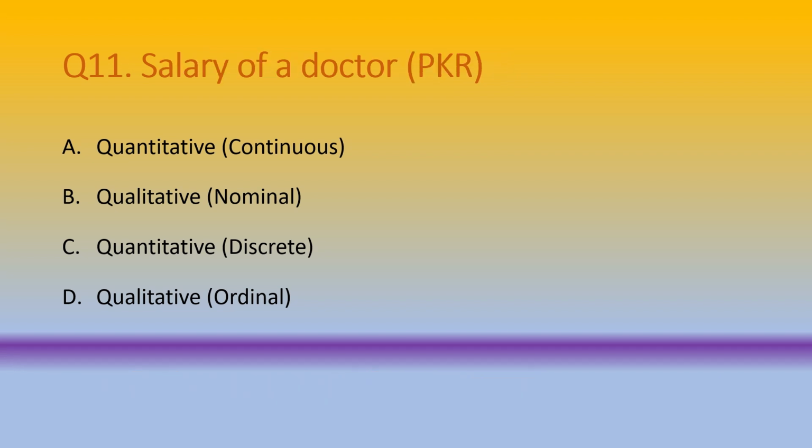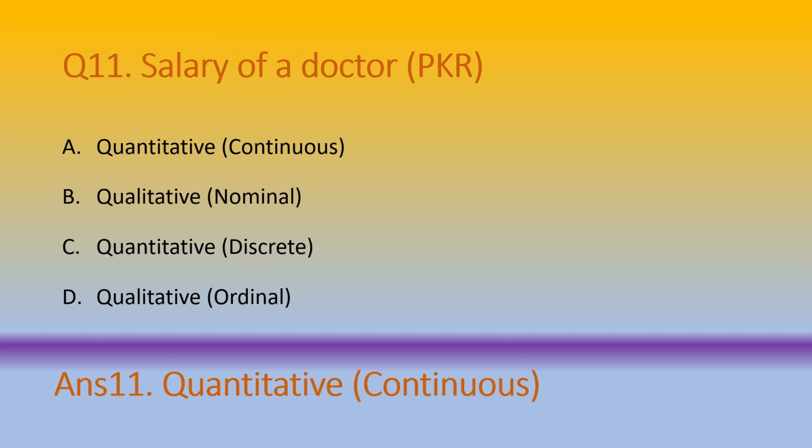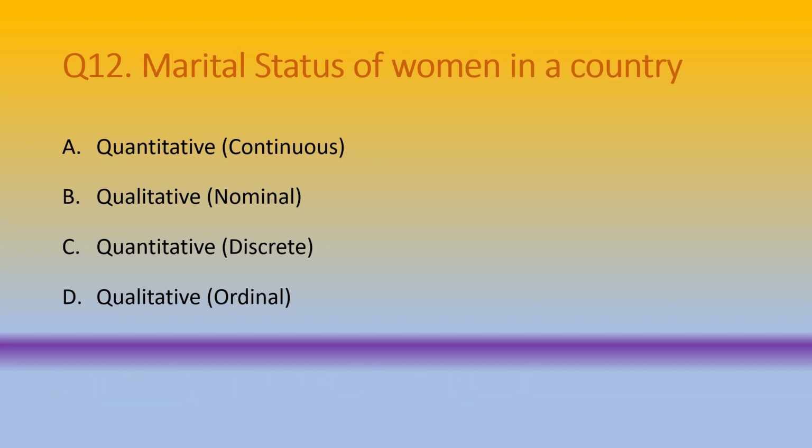Question 11. Salary of a doctor in Pakistan in PKR. Quantitative continuous is option A. Option B is qualitative nominal. Option C is quantitative discrete. Option D is qualitative ordinal. The answer of this question is quantitative continuous.